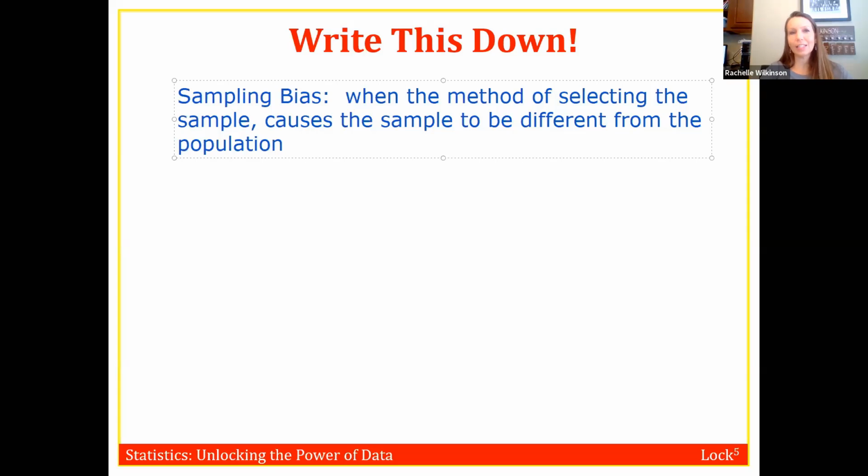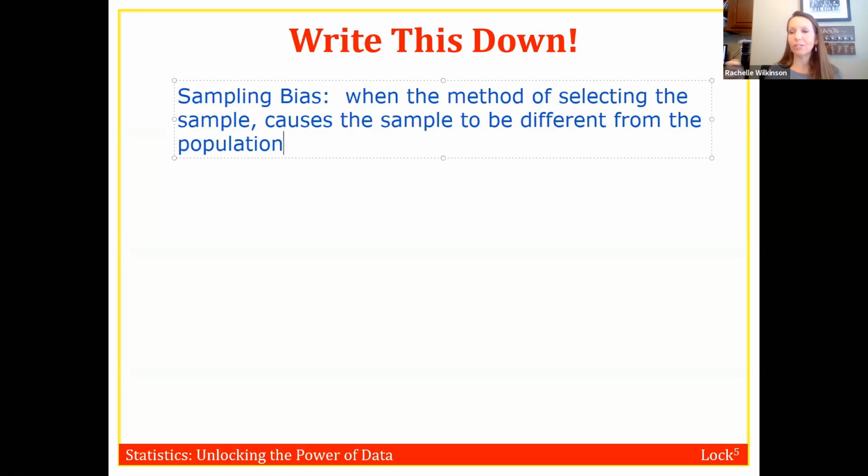So sampling bias is when the method of selecting the sample causes the sample to be different from the population. With our little in-class poll, that would have sampling bias, because the method that we used to select our sample was basically, hey, I picked the easiest people available to me, my class that I could force to take a poll. That was biased because the way that I selected it was automatically going to make it so that it was not representative of the population.